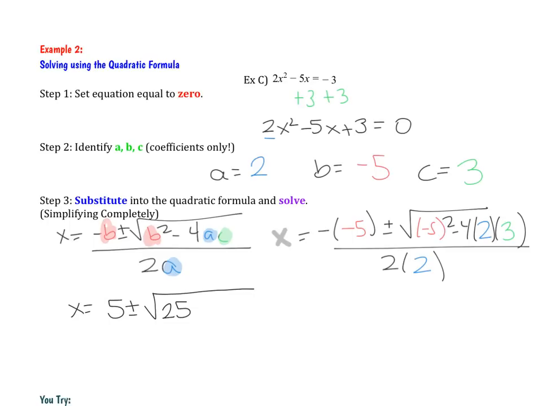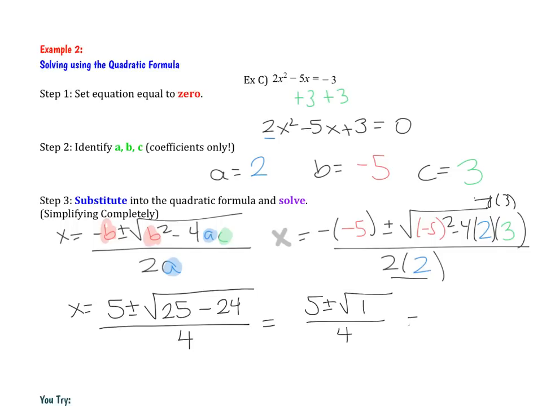Then we need to multiply 4 times 2 times 3 right here. So 4 times 2, that's 8, right? Then 8 times 3 is 24, so we subtract 24. All over 2 times 2, which is 4. Let's continue simplifying. We get 5 plus or minus the square root of 25 minus 24, which is +1, over 4. And the square root of 1 is just 1. So 5 plus or minus 1 over 4.